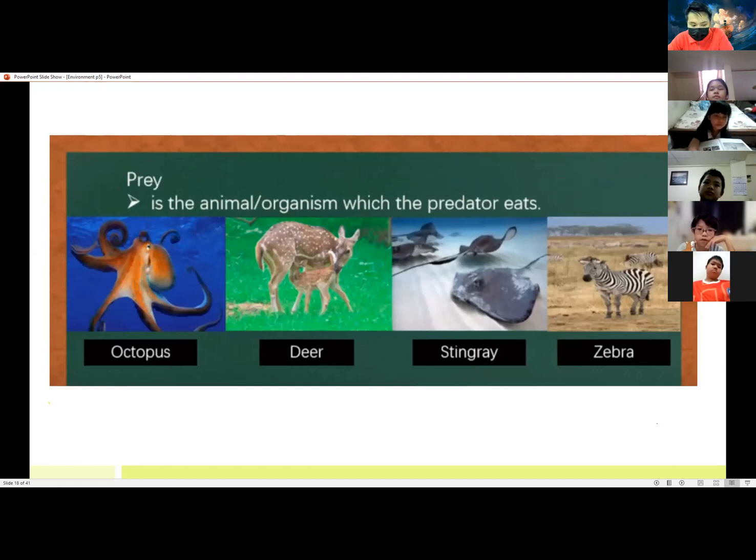Can you give me more examples? Lion and deer. Very good. Another. Hyena and zebra. Very good. What else? How about the wolf? The wolf eats what? Sheep. Yes, it can be sheep. What else? It can be rabbit. Okay.